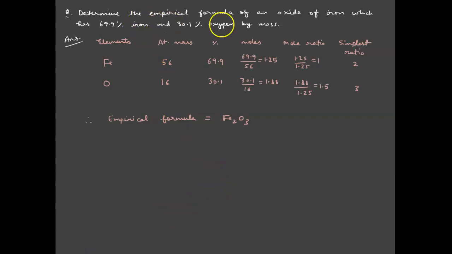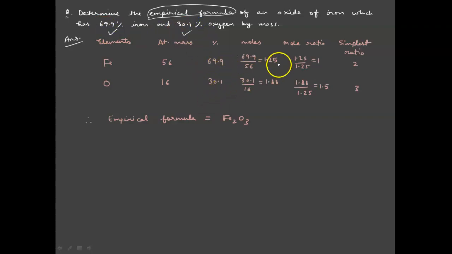Now comes: determine the empirical formula of an oxide of iron which has 69.9% iron and 30.1% oxygen by mass. So we again have the percentages and we have to determine the empirical formula like the previous question. We will do the same thing as in the previous questions. Element, atomic mass, percent, moles, mole ratio and the simplest ratio. Fe and O, we have two elements. Oxide of iron is there, so iron and oxygen. Iron is 56, oxygen is 16. Percentages are given, 69.9 and 30.1.